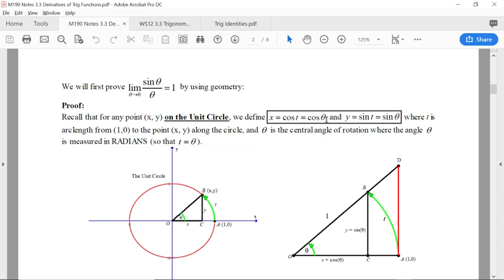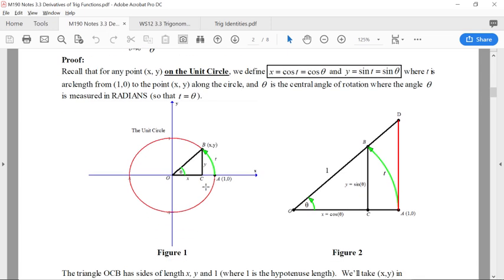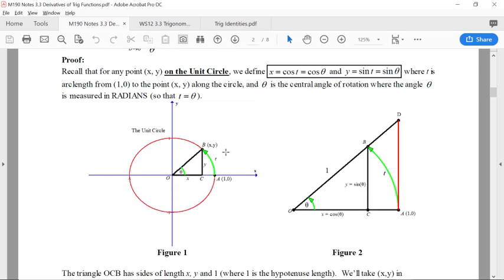Here's our definition of the trigonometric functions. We have x equals cosine of t, but since t and theta are the same, x equals cosine of theta. Remember, t is the arc length distance in the unit circle, and theta, as long as it's in radians, is exactly equal to t. Similarly, the sine of t is equal to the sine of theta. Here's our drawing representing that. Now let's extend this geometry outward a little bit in order to prove that the limit of sine theta over theta is equal to 1 as theta goes to 0. We're going to use a geometric proof.